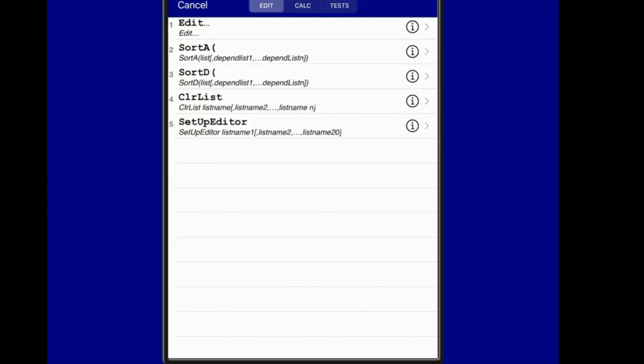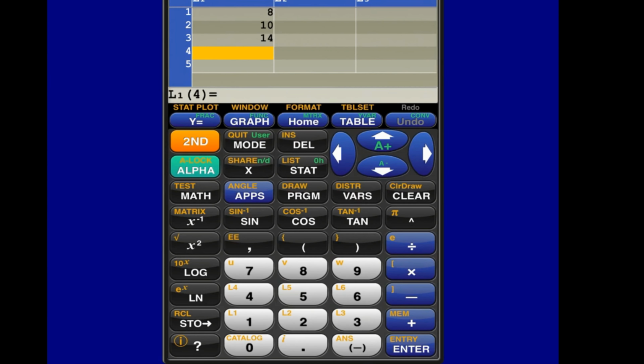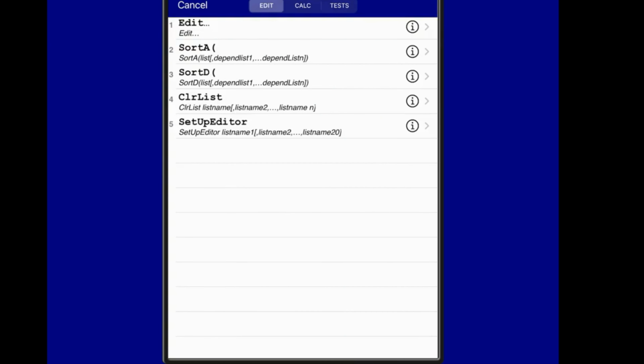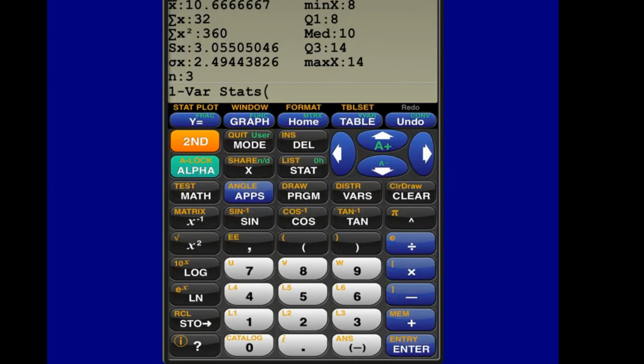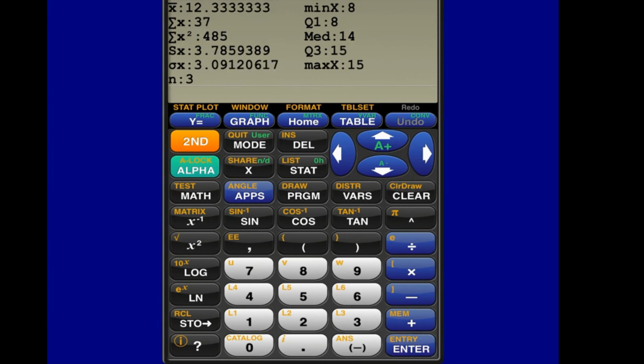Stat, edit. You can do the same thing in this list again if you want to. So now I have 8, enter, 14, enter, 15, enter. Now you have to press enter on that third one so that the 3 numbers are inputted, and press stat, calc, one of our stats, and you just press enter. And there my average is 12.33.